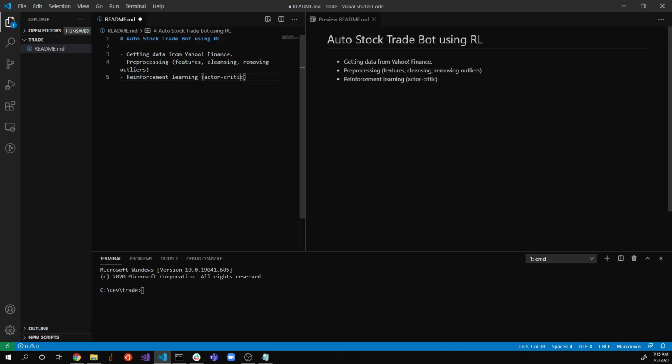So the actor just made a decision to buy a stock. Was this a good decision? The actor just made a decision to sell the stock. Was this a good decision? So the critic's role is to basically evaluate what's happening.